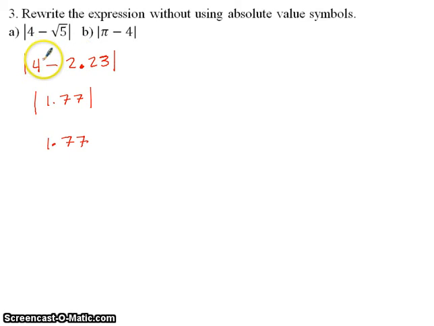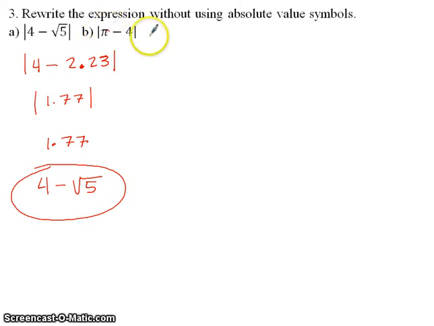If we subtract these values, it gives us a positive 1.77, and the absolute value of that is just going to give us a 1.77. So really, all we need to do is write 4 minus the square root of 5 to give us our answer, rewriting without the absolute value signs.